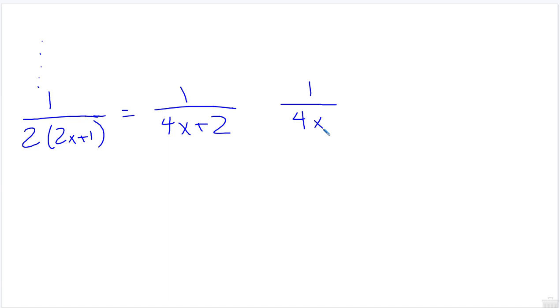So 4x plus 2 is more than 4x, right? So if I divide by 4x plus 2, I'm dividing by a larger number, which means that the result is going to be smaller. So 1 over 4x plus 2 must be less than 1 over 4x.